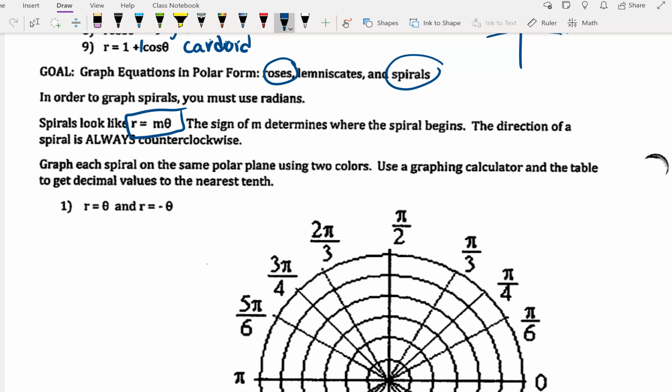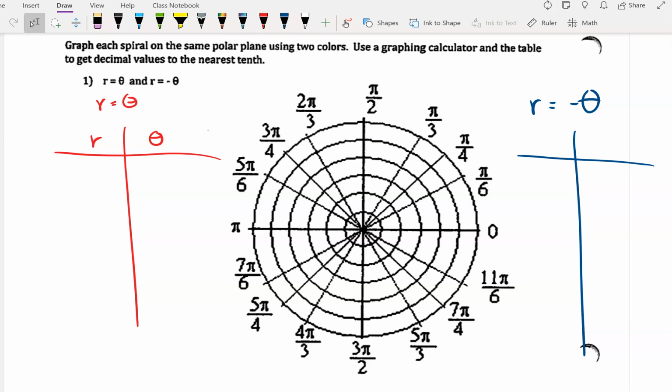Graph each spiral on the same polar plane using 2 colors. Use a graphing calculator and a table to get the decimal values to the nearest tenth. I do this the first time, I'm just going to make my own table, and then I'll show how to do it in the graphing calculator as well. I'm just going to start plugging in points, starting with 0. If r equals theta, then theta must also be 0. The next thing I might plug in would be pi over 6 or pi over 4. I think I'll do pi over 4.